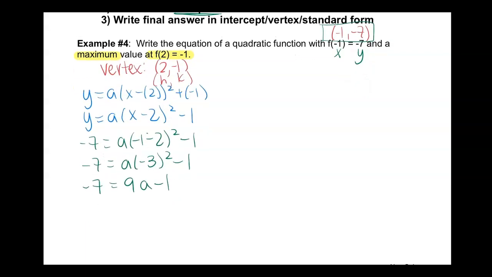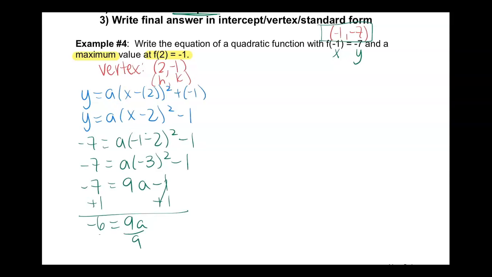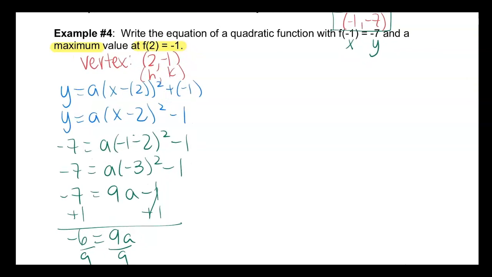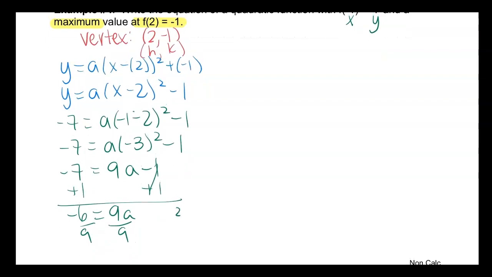We're going to do two things. We're going to add 1 to each side. So we'll have -6 equals 9a. And then we'll divide both sides by 9. This is basic solving equations from Algebra 1. If possible, reduce your number. In this case, we can reduce this to make it -2 over 3. That's your a value.